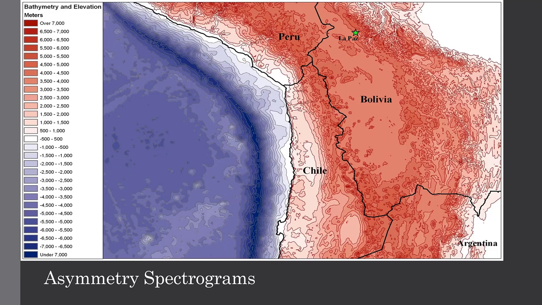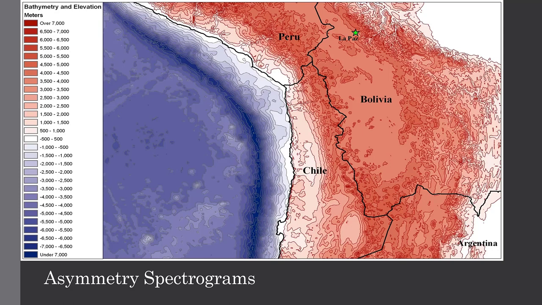Now, we've touched a little bit on asymmetry spectrograms in some of the previous examples. Let's dig into what they're actually showing. We're just looking at an elevation map here to give an idea of using color to indicate red when it's above sea level, blue when it's below sea level. The use of red for right and blue for left is just a particular convention. It's one that's used in many places.